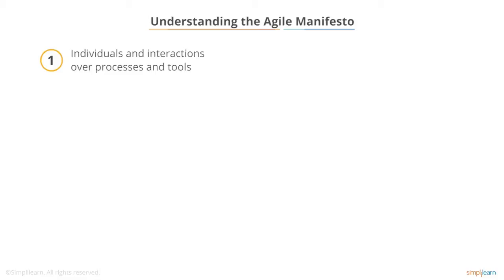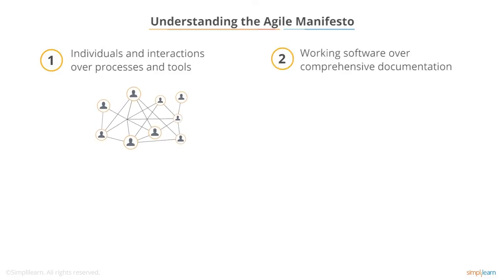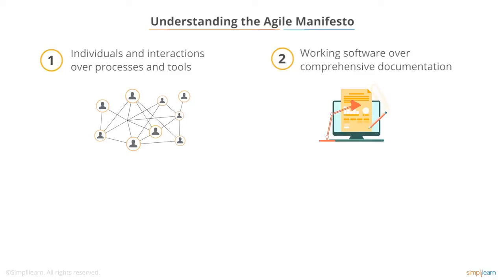1. Individuals and interactions over processes and tools. While processes and tools are necessary, the emphasis is on individuals and the interactions between them. 2. Working software over comprehensive documentation. Documentation does not demonstrate progress or value. Therefore, the emphasis is on working software.